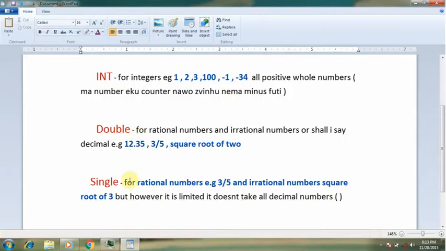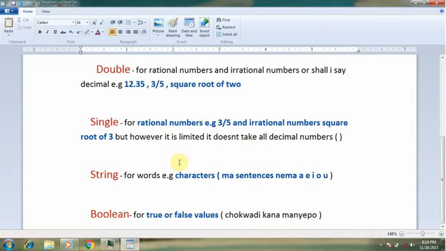Now we also have double and single, and both represent rational and irrational numbers, but the difference is that doubles have a wider scope. They incorporate many more decimals, while singles take fewer decimals. Not all rational and irrational numbers fit in the data type called single. I will show you my examples as we go on.